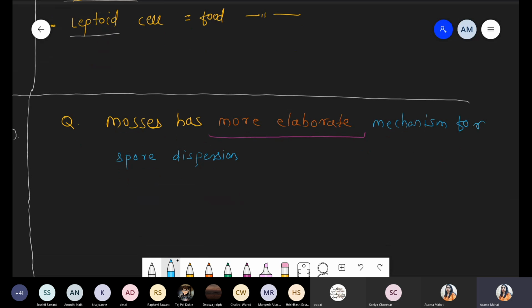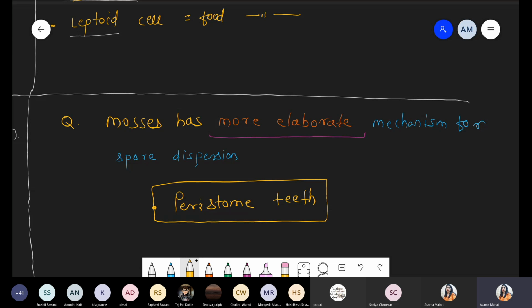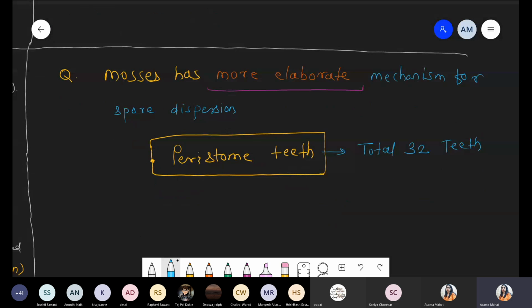Okay, and I'm only mentioning the name here because we'll discuss the detailed structure in the upcoming part, and that part is nothing but the peristome teeth. The typical structures are called peristome teeth. If I talk about how many teeth-like structures are present, total 32 teeth are present. Detailed information we'll discuss later, not now. 16 are present toward the outer side and 16 toward the inner side. So discuss that part later.